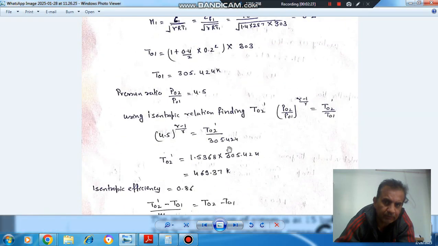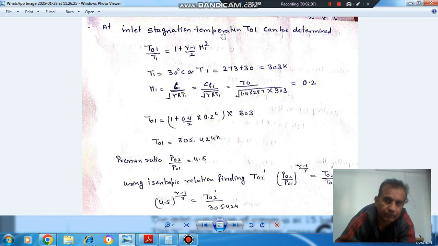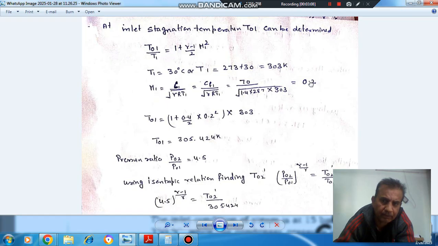Now we calculate the numerical part. At inlet, first of all we will calculate the stagnation temperature. The stagnation temperature is determined by T01 by T1 equals 1 plus gamma minus 1 by 2 M1 square. T1 is your 30 degrees Celsius inlet temperature, or in Kelvin it is 303, and M1 can be calculated by C1 divided by root gamma RT1. C1 is CF1 or CA1, which is the flow component, given as 70 and constant. R is 287, gamma is 1.4, T1 is 303. So the Mach number comes out as 0.2.